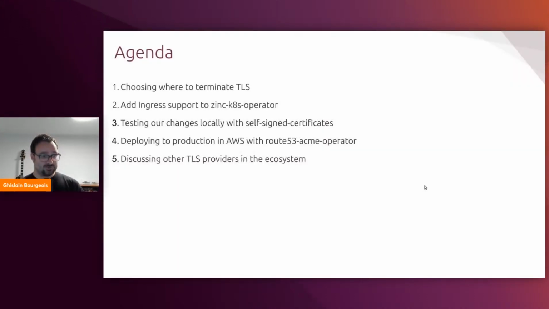So the agenda for this presentation is, first, we will be choosing where to terminate TLS. Then we will be adding the ingress support to the Zinc operator. Then we will be testing those changes locally with the self-signed certificates operator. After that, we'll be deploying to production in AWS with the Route 53 ACME operator to get real certificates. And then we'll be discussing other TLS providers in the ecosystem.